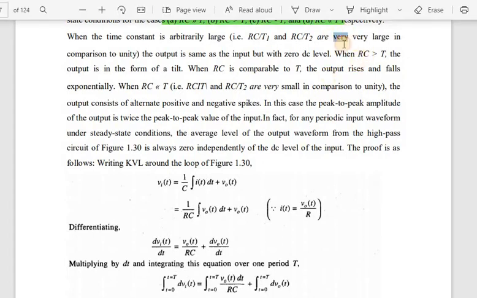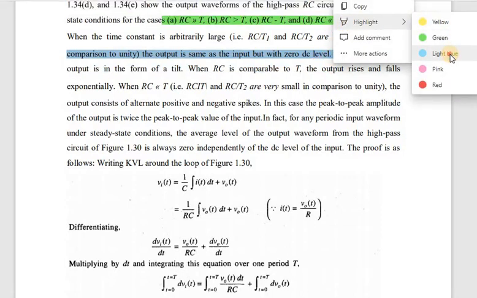Shall I highlight all these three conditions over here? I'll be highlighting with a different color so that you can make a note.